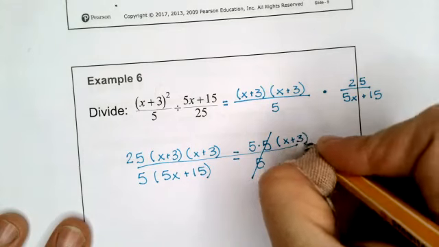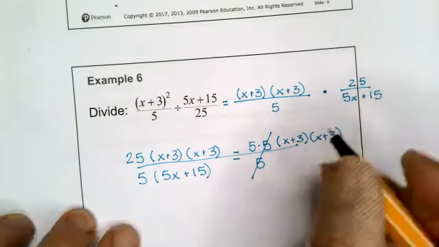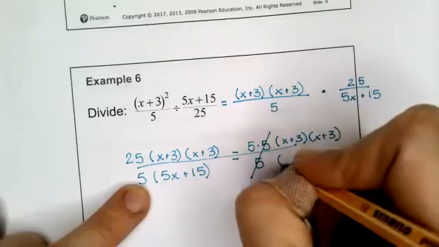(x plus 3) times (x plus 3). Here I have 5x plus 15. I'll just write it.